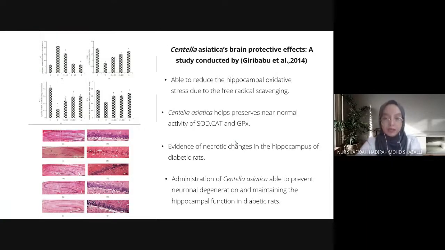Next, we will look at Centella asiatica's brain protective effect, a study conducted by Giri Babu et al., 2014. Centella is able to reduce hippocampal oxidative stress through free radical scavenging, helping preserve near-normal activity of the antioxidant enzymes SOD, CAT, and GPx. There is also evidence of necrotic changes in the hippocampus of diabetic rats. However, administration of Centella asiatica was able to prevent neuronal degeneration and maintain hippocampal function in diabetic rats.